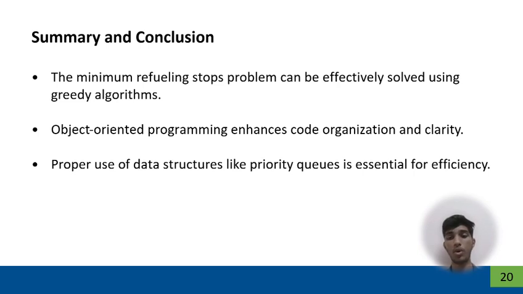To summarize, the minimum refueling stops problem can be solved efficiently using a greedy algorithm. A priority queue helps select optimal refueling stations. Object-oriented programming improves structure, readability, and maintenance. This problem teaches important concepts in algorithm design, optimization, and object-oriented programming principles.